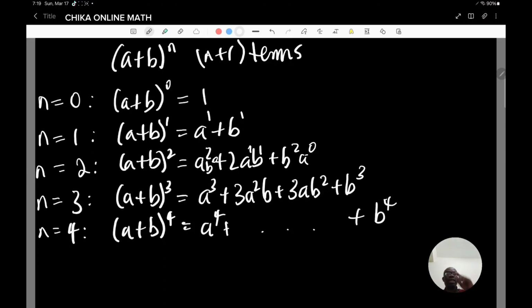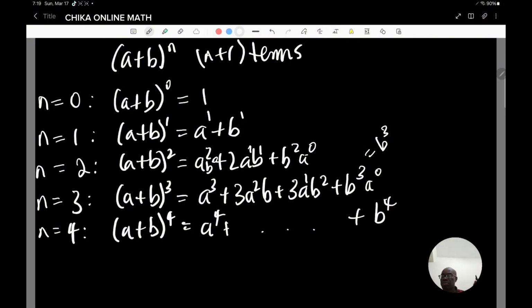So the power of a will start from n and decrease to 0, while the power of b starts from 0 and increases to n. Okay, look at a plus b cubed. It starts with a cubed, then goes down to a squared, then a raised to power 1. And the last one is a raised to power 0, or 1. Because if you multiply 1 by anything, it's as good as the same thing, so a raised to power 0 times b cubed is still the same thing as b raised to power 3. We have not changed anything.